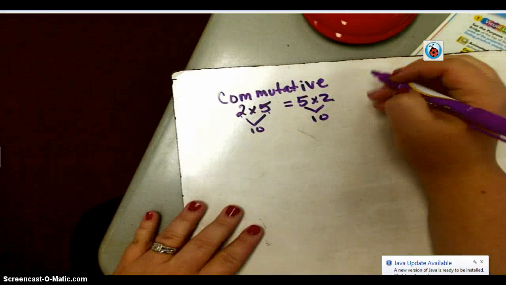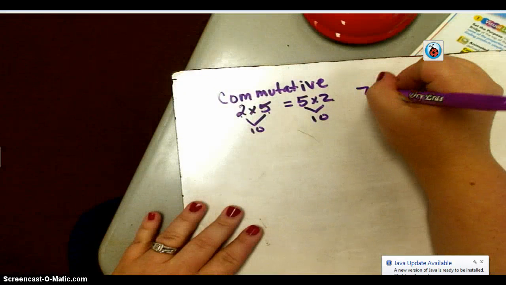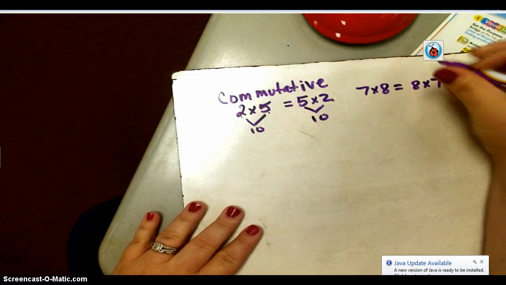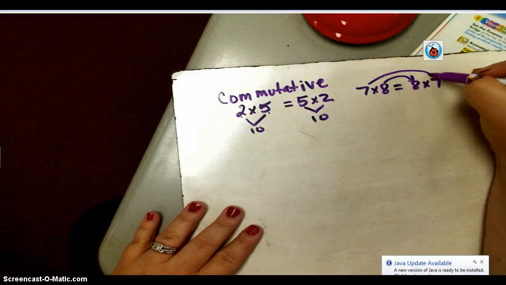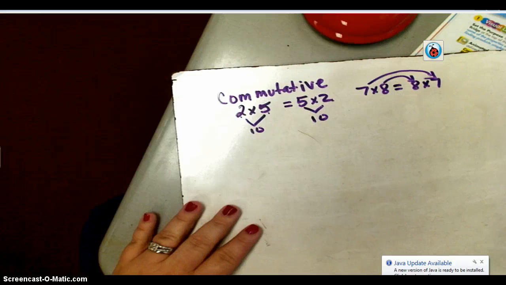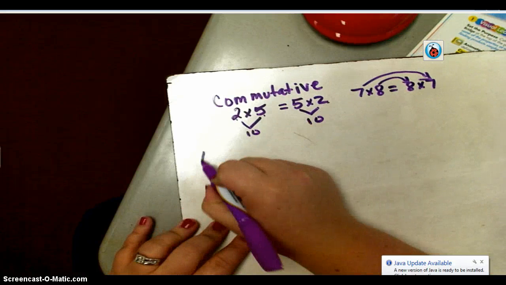So another example could be 7 times 8 is equal to 8 times 7. Notice all I did is change the location of the numbers. That is commutative property of multiplication. Then we have associative.